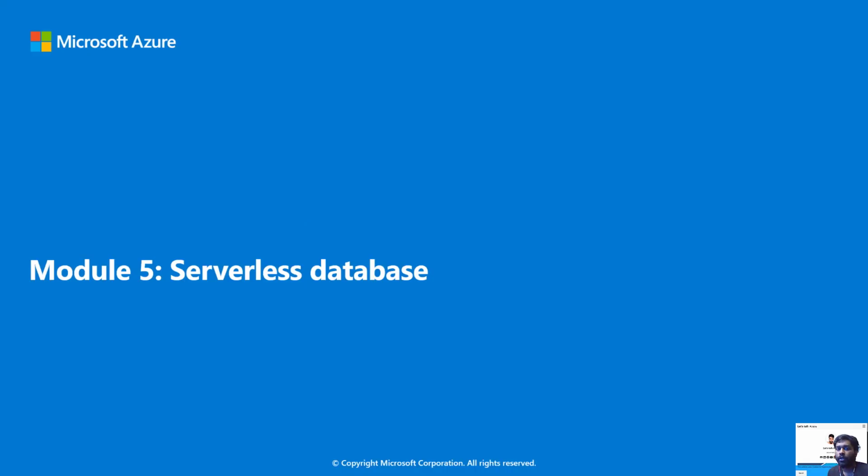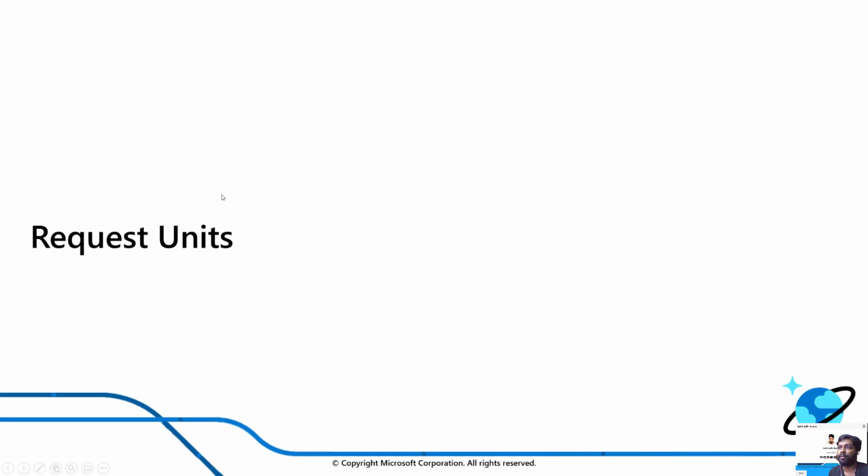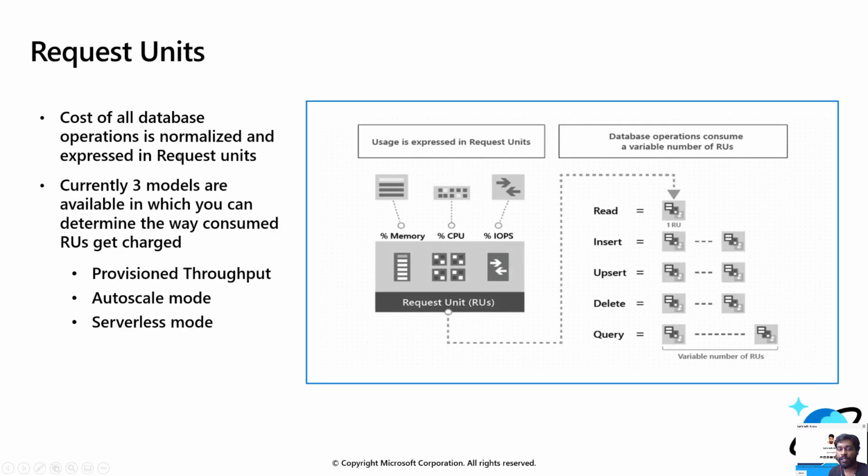In our last module, let's see how to create a database out of a serverless mode. In order to do that, let's understand various concepts that we have in the Azure Cosmos DB. So before getting into the request unit, you need to understand what is the meaning of latency and the throughput. So the latency is nothing but how long a user is waiting for a particular request, and throughput means how many requests can be served within a specific period of time.